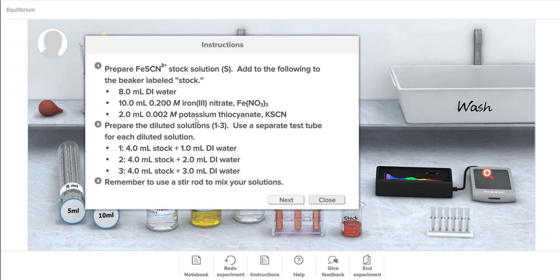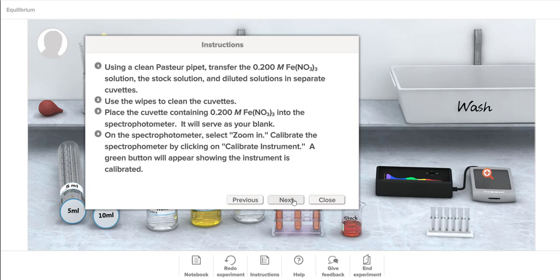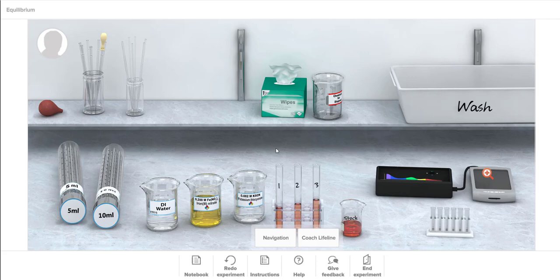Once you've made all of your diluted solutions, remembering that each time you finish making any solution, whether it's a stock or diluted, you use the stir rod to mix it up, we go on to the next step. We're going to use iron nitrate as our blank. The reason being the iron nitrate has this yellow color, and what we're looking for is the appearance of the red color. So by using the yellow color as our blank, when we measure it, we will be automatically subtracting any yellow that's still there, so we're just measuring the appearance of the red color.